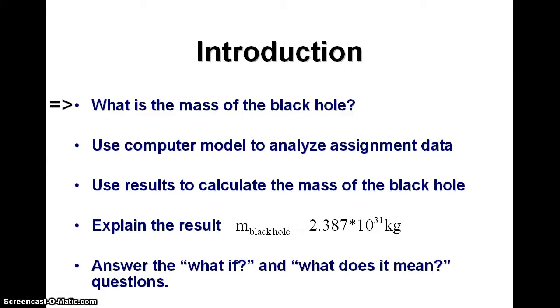The purpose of this lab is to calculate the mass of a black hole given the position over time data of a star under the influence of the black hole's gravitational field. In this lab we will construct a computer model to analyze the given data, use the model to calculate the mass, which will explain my result that the mass of the black hole is equal to 2.387 times 10 to the 31st kilograms, and answer the what if and what does it mean questions.